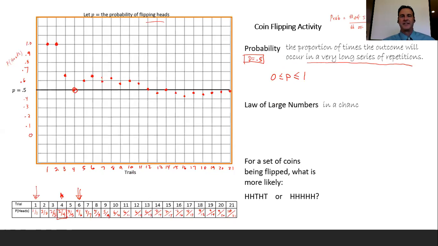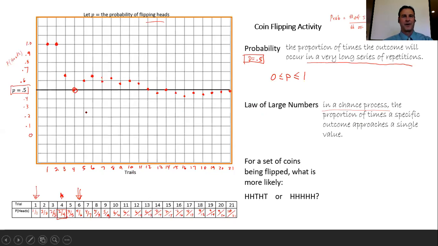All right. Second to last thing is this law of large numbers. It says in a chance process, the proportion of times a specific outcome occurs approaches a single value. This is a little bit related to probability. A chance process means like you're flipping a coin or rolling a die or using a spinner that's balanced and weighted nicely. The proportion of times a specific outcome occurs approaches a single value, and this single value that we're approaching is 0.5. When you do more and more repetitions, it should get closer and closer to this value of 0.5, in this particular case.